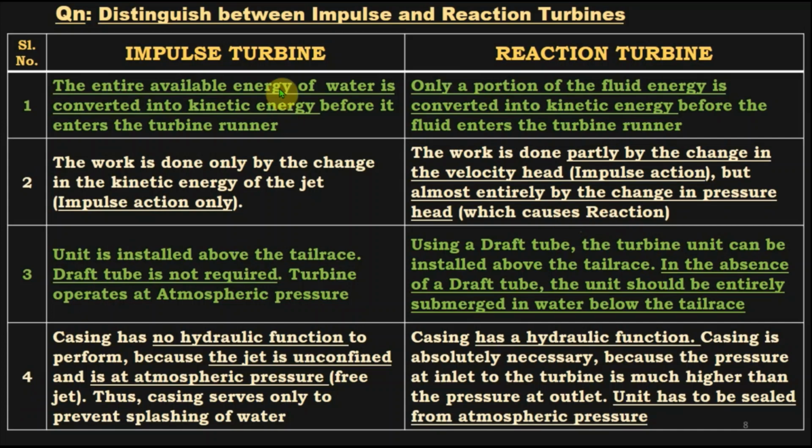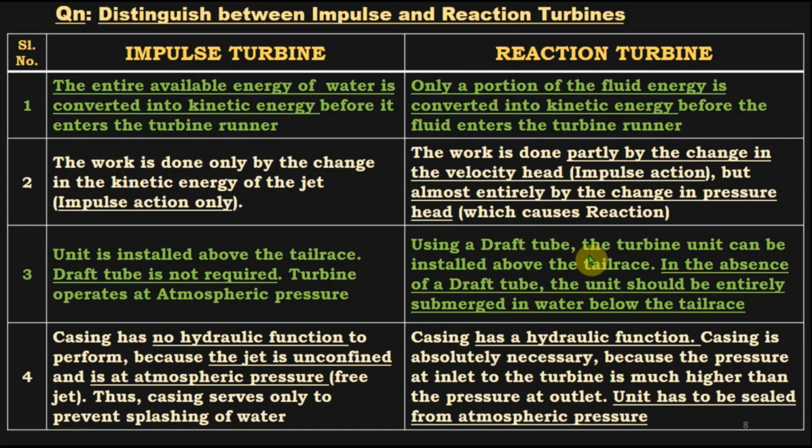Now in an impulse turbine, the turbine unit is installed above the tail race, and the draft tube is not at all required for an impulse turbine, since it operates entirely at atmospheric pressure after the flow is leaving the nozzle. In a reaction turbine, a draft tube is essential.